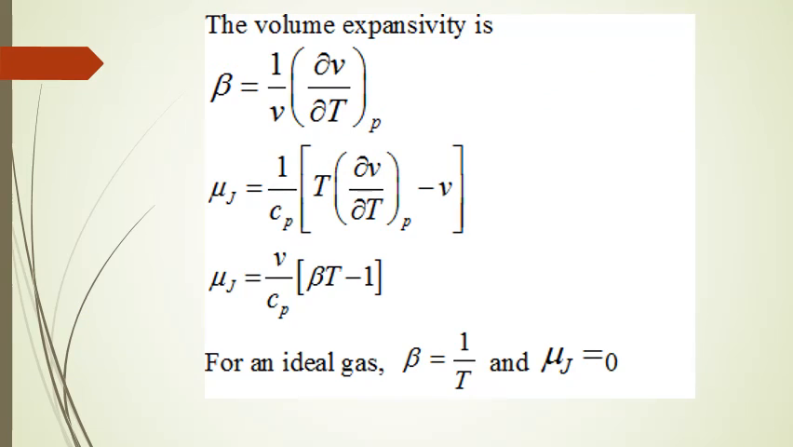Now we want to express the Joule-Thomson coefficient in terms of volume expansivity, that is beta. And we know that beta is 1 upon V into del V upon del T when pressure is constant. So the Joule-Thomson coefficient in terms of volume expansivity becomes V upon Cp into (beta T minus 1). Now for an ideal gas, beta is equal to 1 upon T. So the Joule-Thomson coefficient becomes equal to 0.